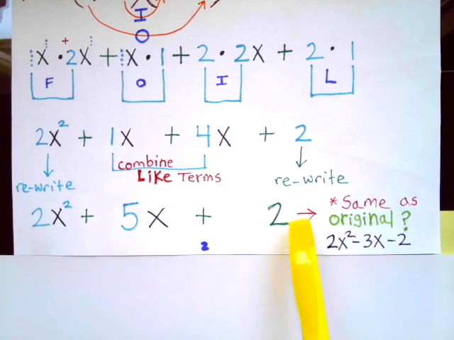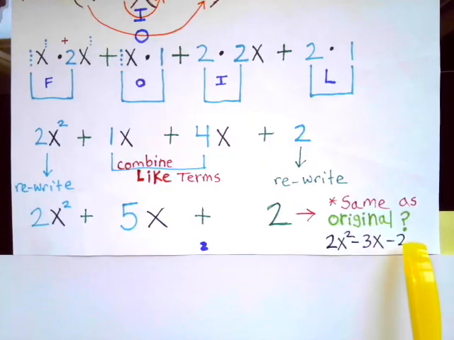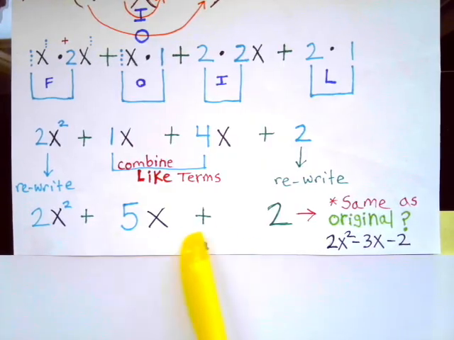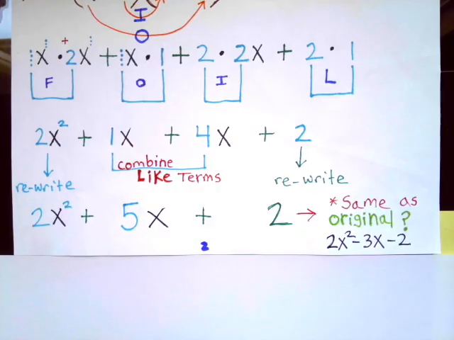Does this expression look the same as the original, 2x squared minus 3x minus 2? No, it does not. Option A, cross it off. That's not going to be one of your answers. And so we continue on. We'll do another FOIL example for B, C, D, and E options.